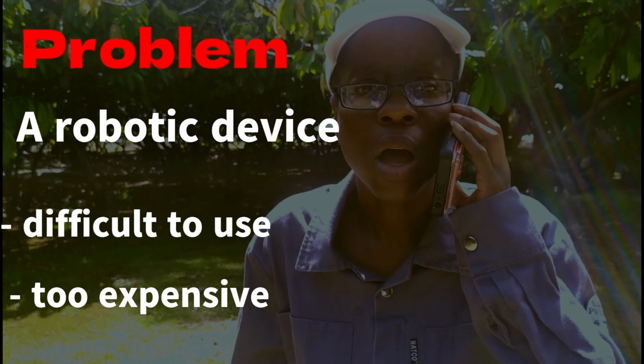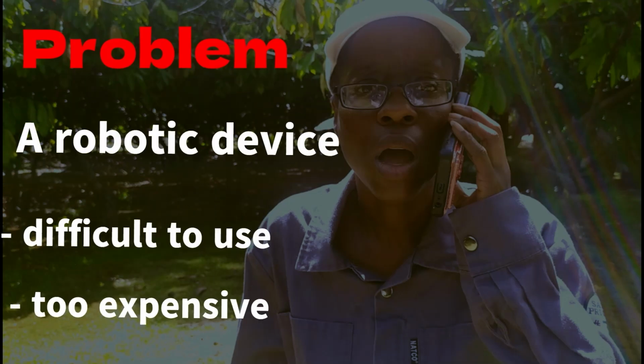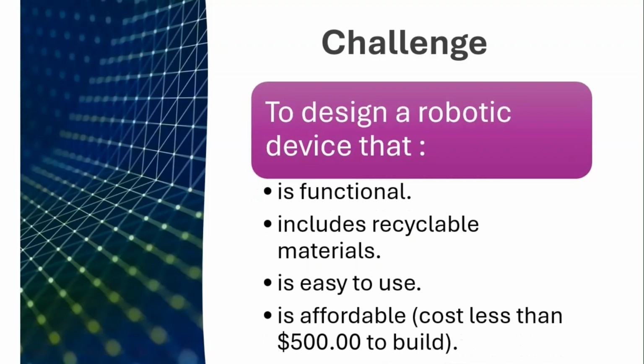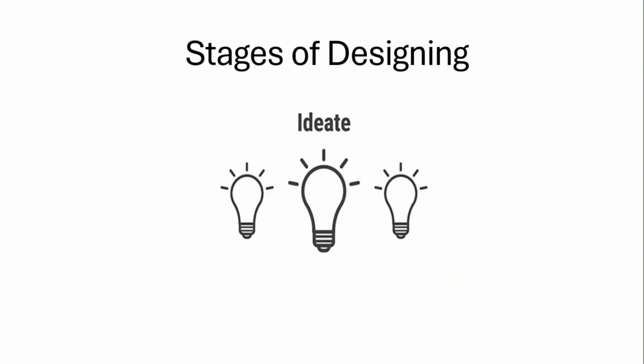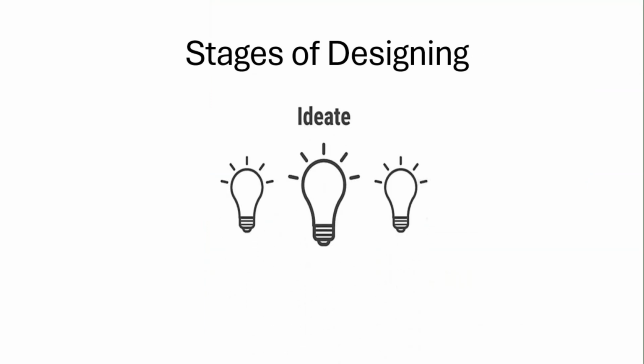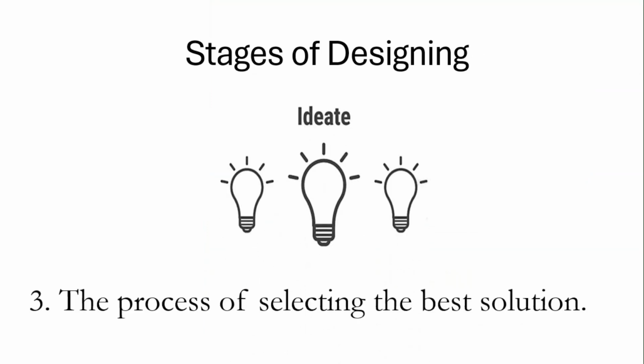Now we know the problem, we can now design our challenge with specifications that will provide guidelines on how to design the solution. The challenge would be to design a robotic device that is functional, includes recyclable materials, is easy to use, and is affordable, that is, it costs less than $500 to build. This brings us to stage 3, the ideate process. This process involves the selection of the best solution.